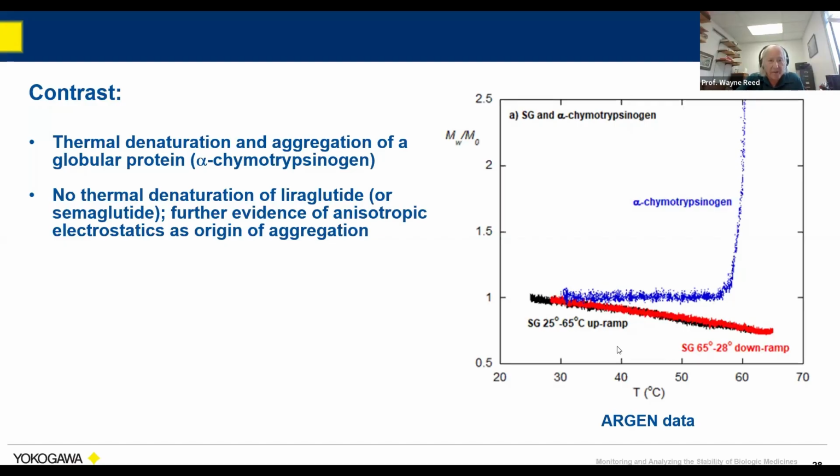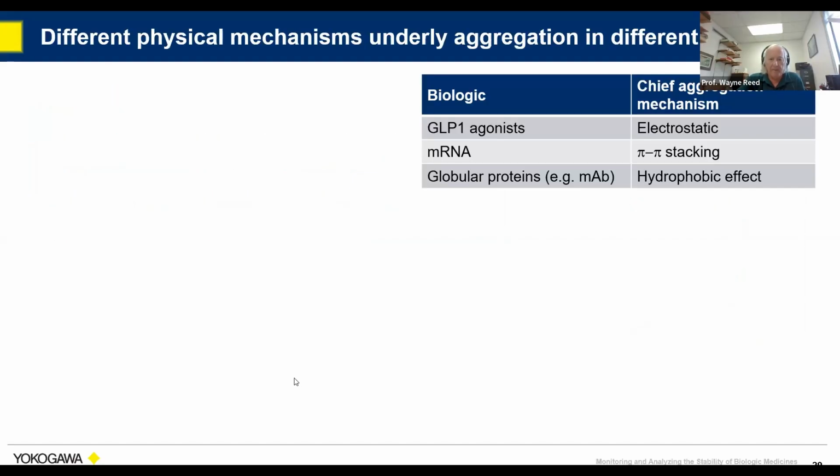In contrast, the liraglutide and semaglutide don't do that at all. As you heat them up, there is no tertiary structure to unwind and show exposed hydrophobic moieties. Instead, it actually loses a couple of monomers from the micelle, and it's completely reversible. It gains them back when you go the other way. So that's more proof that it's not the classical hydrophobic effect driving the GLP behavior.